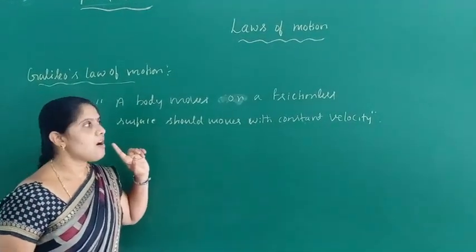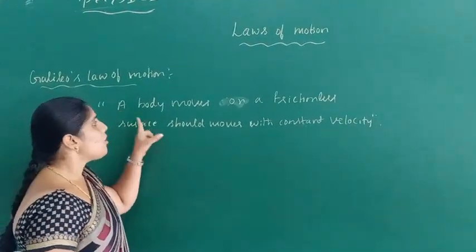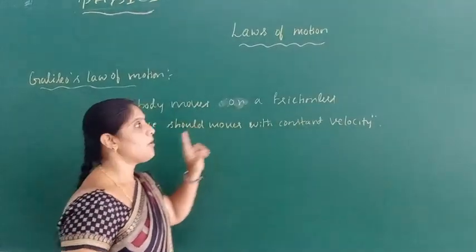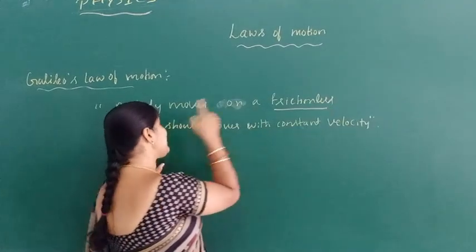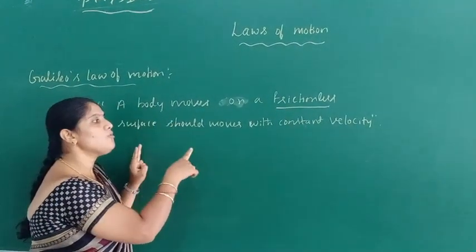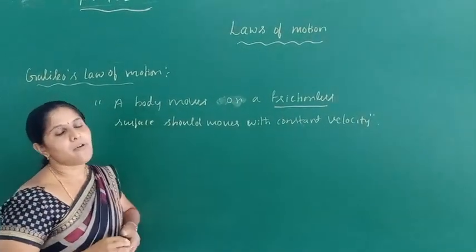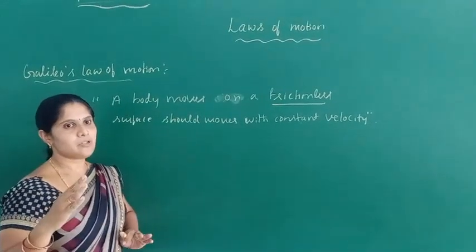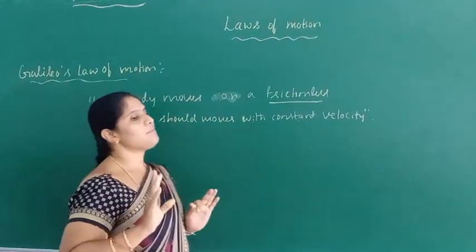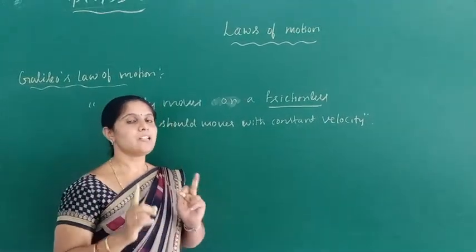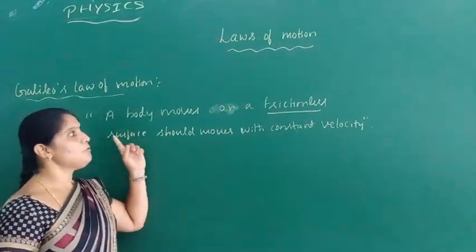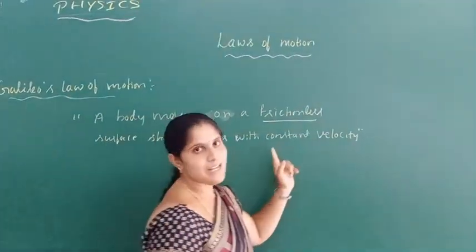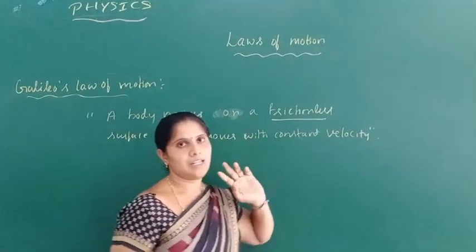So the Galilean law of motion states that a body moving on a frictionless surface should move with constant velocity. If the body moves on a rough surface, the body comes to rest after traveling some distance. Please note this: only a body moving along a frictionless surface should move with constant velocity.